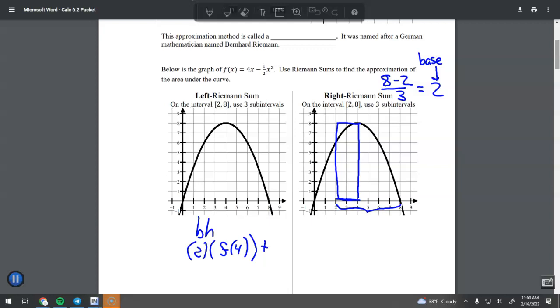And the next one would be 4 to 6. So the base of that is 2. And the height of that, I go to the right hand side, plug in that x value. So it'll be f of 6. I don't really need parentheses around the f of 4 and f of 6. It's okay. I can't change now. It'll be inconsistent. And then my third one.